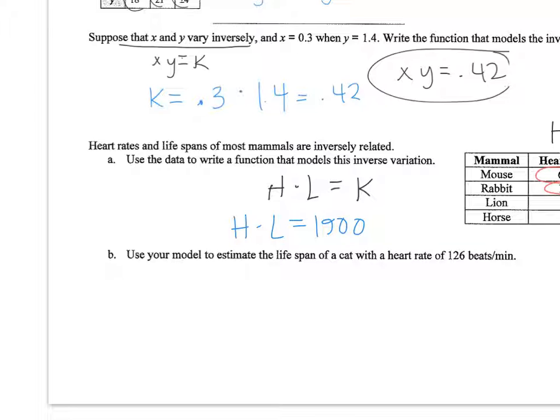Part B, use your model, so here's our model, to estimate the lifespan of a cat with a heart rate of 126 beats per minute. So heart rate is 126 times lifespan, which we don't know, equals 1900. So I do 1900 divided by 126, which is about 15 years.